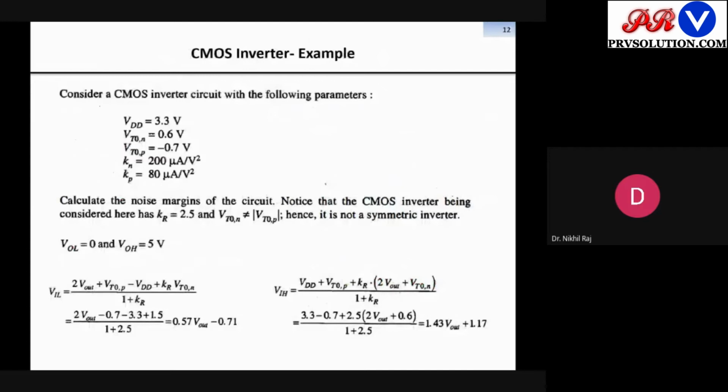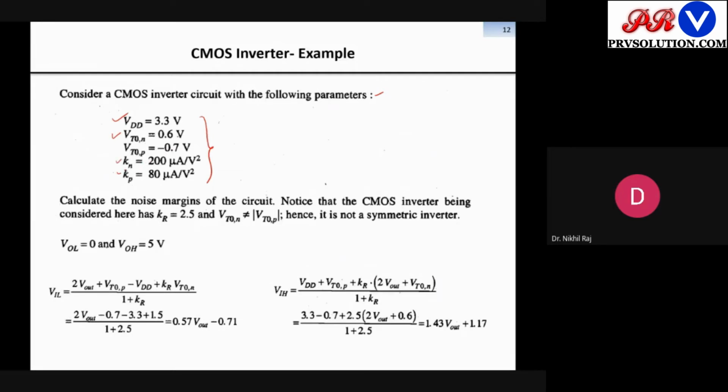So this is an example. Consider a CMOS inverter with the following parameters. So what are the parameters given here? VDD supply is given, that is 3.3 volt. The threshold voltage 0.6 is given. VT naught P is minus 0.7 is given. Kn and Kp is given.